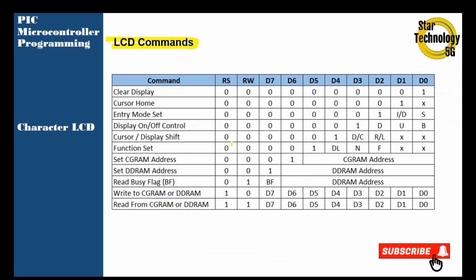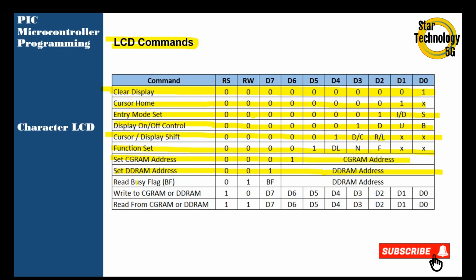LCD commands. Here are the commands we will send to the LCD. This command is for clearing the LCD. Here is the command for the cursor on. Here is the entry mode set mode. Here you can display on off commands. Cursor display shift on off. Here is the function set mode. Here is the set CGRAM address mode. Here is the set DDRAM address mode. Here is the read busy flag mode. Write to the CGRAM or DDRAM and read from the CGRAM or DDRAM.